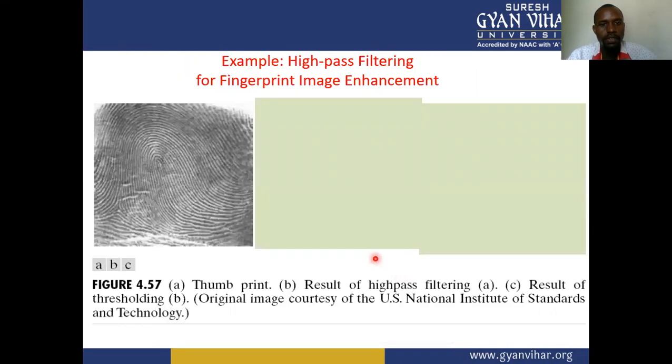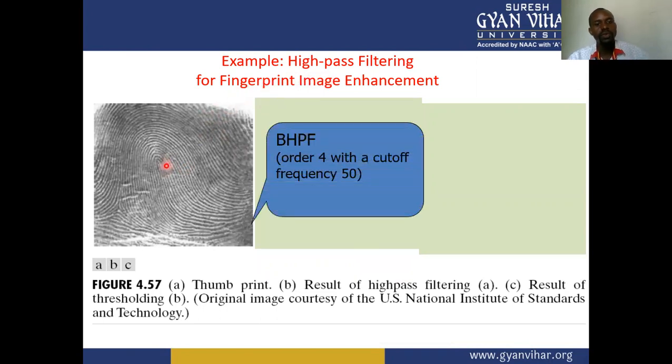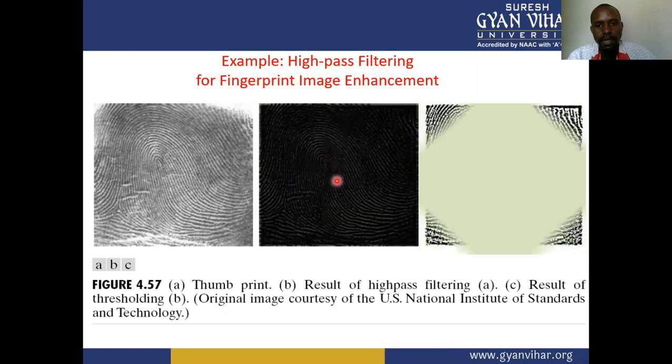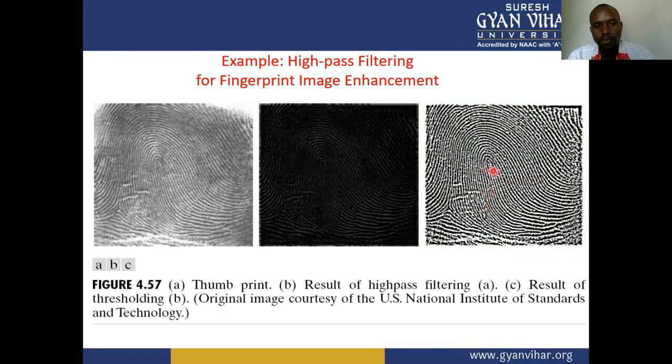These images are a representation of high-pass filtering for fingerprint enhancement. We have our input image, then we get our order four with a cutoff frequency of 50. Next, this is the output that we get by applying the Gaussian filter. Then finally, this is the output that we obtain. You can see these are the edges that we get, and then they are transferred into this filtering.